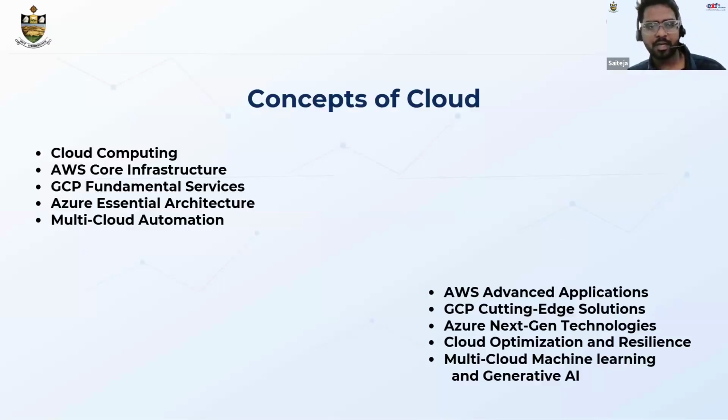And multi-cloud automation: how you can combine multiple services from multi-cloud to get more robust functionalities, and the same with microservices regarding cloud. These are the things, and right now we can build applications. We'll be discussing what cloud services we have.